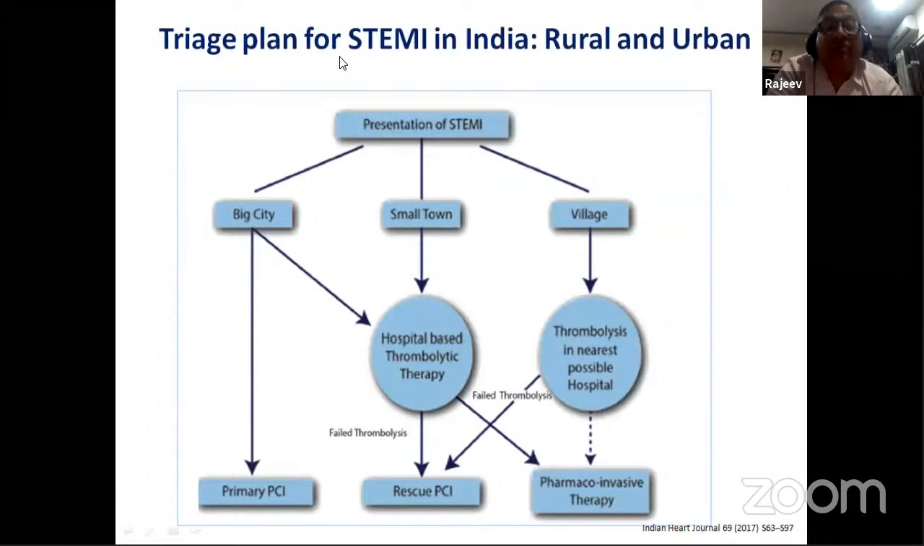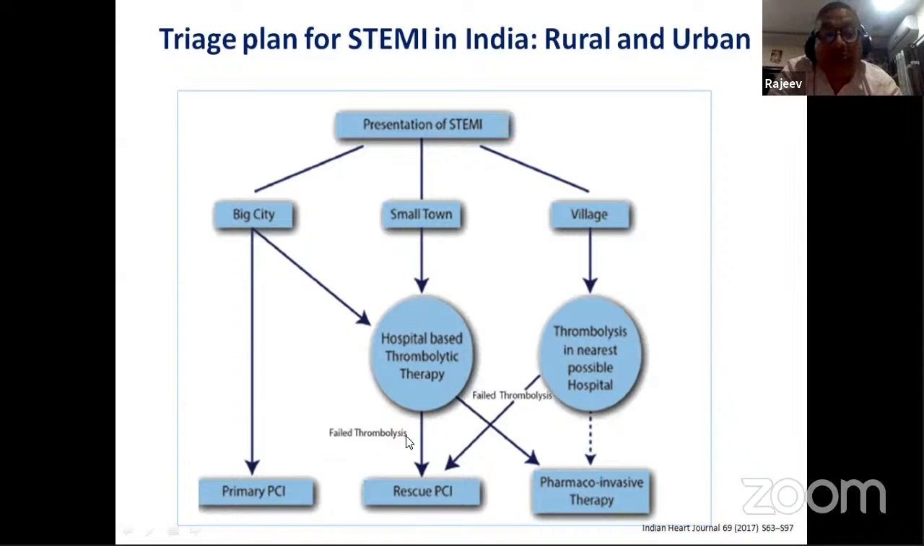The triage plan for ST elevation in rural and urban India is like this. If the patient presents with STEMI in a big city, primary PCI is the treatment of choice. Hospital-based thrombolytic therapy and then rescue PCI is the second option. If he belongs to a small town, hospital-based thrombolysis followed by rescue PCI or a failed PCI.